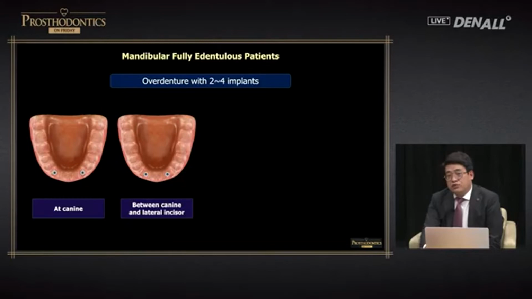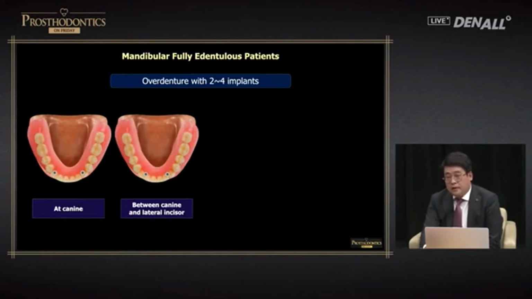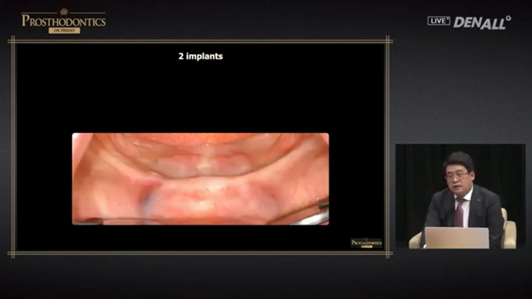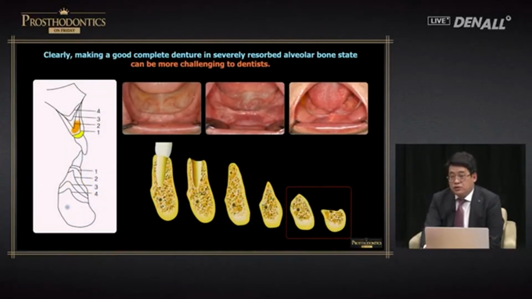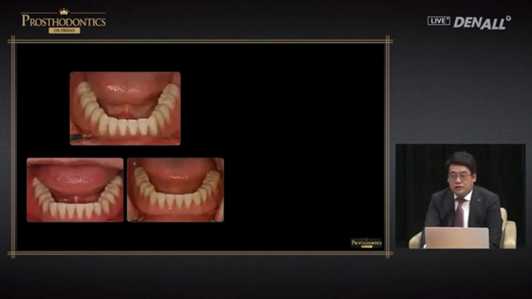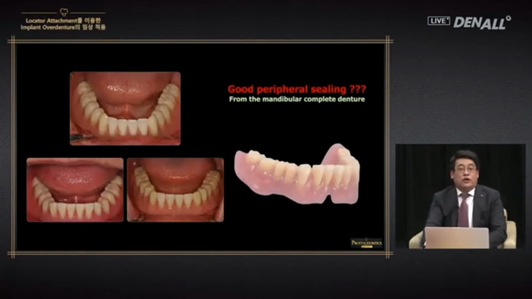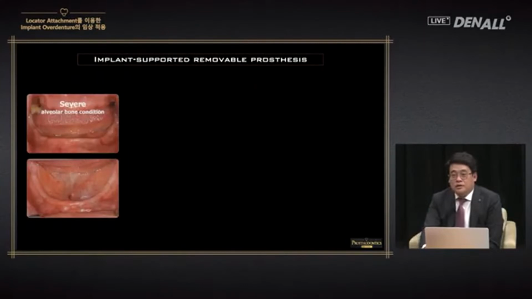In the case of lower, we can provide implant overdenture using 2 implants. In the case of older patients, the implant overdenture using 2 implants is known to be very effective. In the case of lower compared with upper, there's a lot of alveolar bone loss. In this case, if we use complete denture, as you all know, peripheral sealing is difficult to achieve. For these patients, we can provide overdentures.